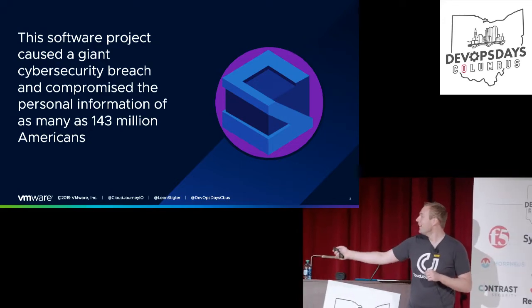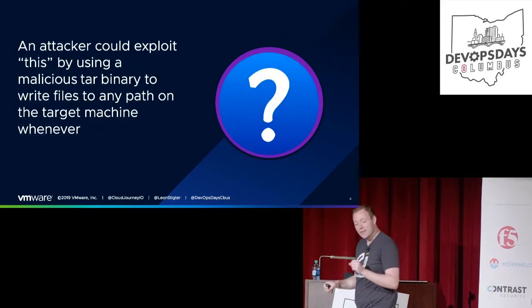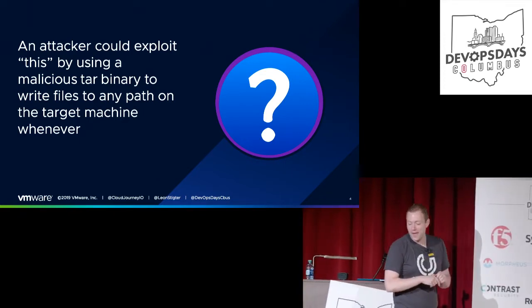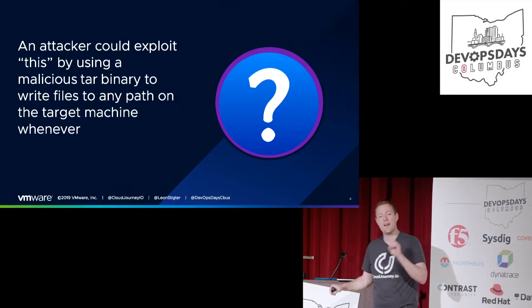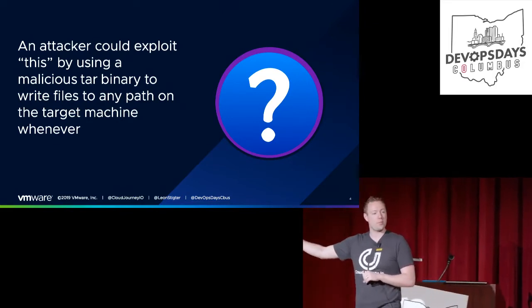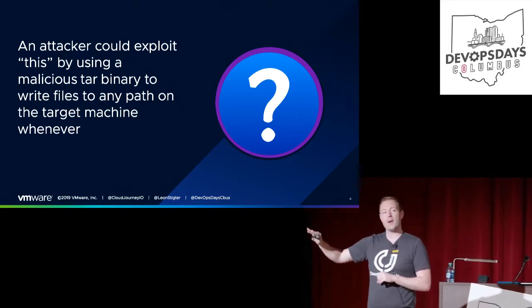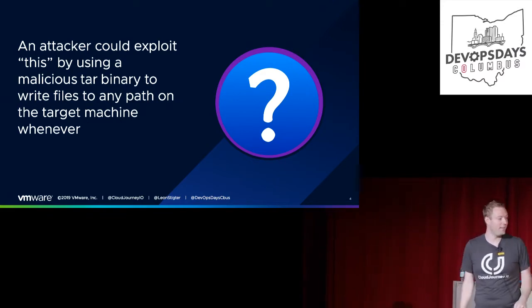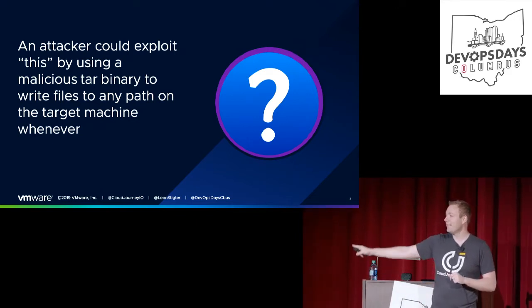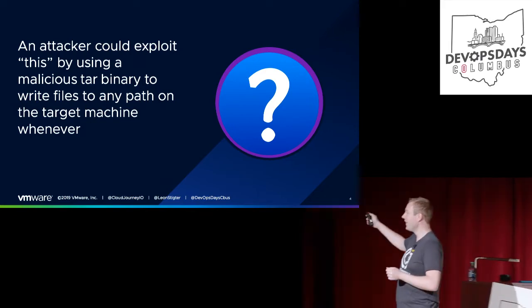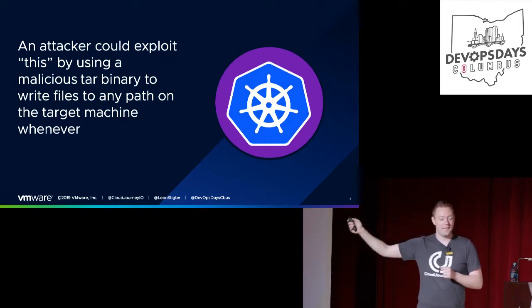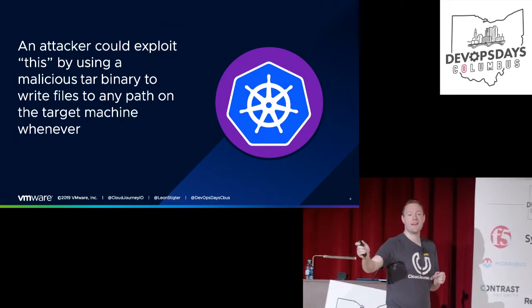Okay, second one. An attacker could exploit this by using a malicious tar binary to write files to any path on the target machine. It is one of the largest software projects in the world that a lot of people, I'm guessing here in the room, use as well. Almost. Anyone? No? What is Kubernetes? And this was a very recent exploit.